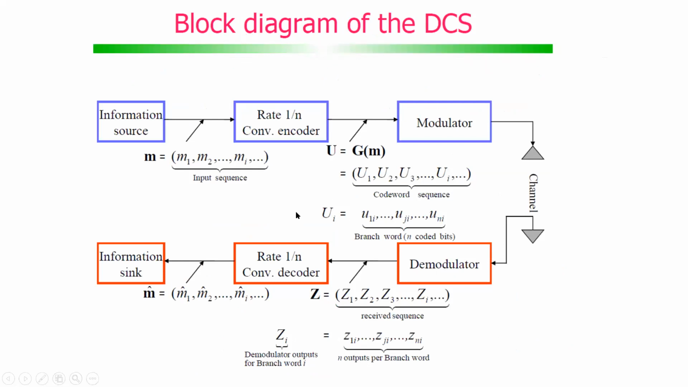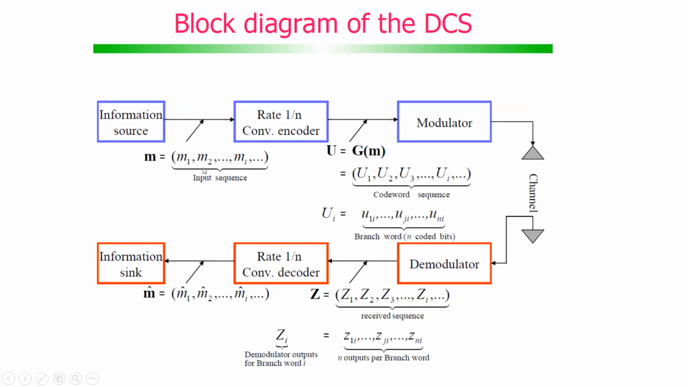Then let us see this basic block diagram of a communication system. We have the information source. That means this small m is a message vector, m1, m2, mi. This is the input sequence. I'm not including any blocks in between the information source and the convolutional encoder. I'm concentrating on the convolutional encoder only. There will be a usual block that will come, which is the source encoder, but I'm omitting that block in the diagram because our job at present is to discuss the convolutional encoder.